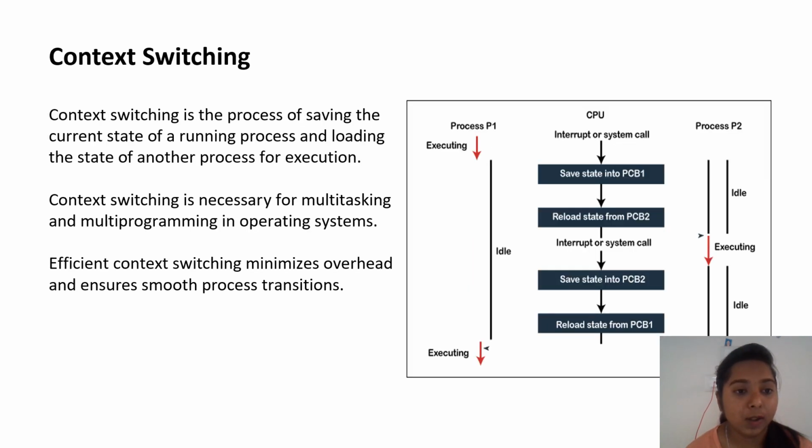Context switching. Context switching is the process of saving the current state of a running process and loading the state of another process for execution. Efficient context switching reduces overhead and ensures smooth process transitions.